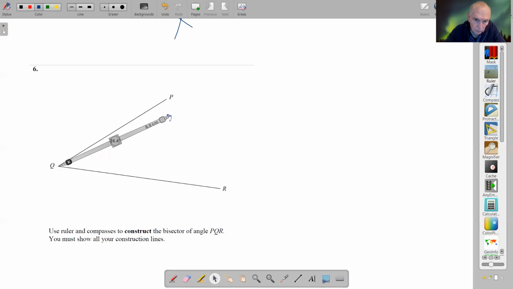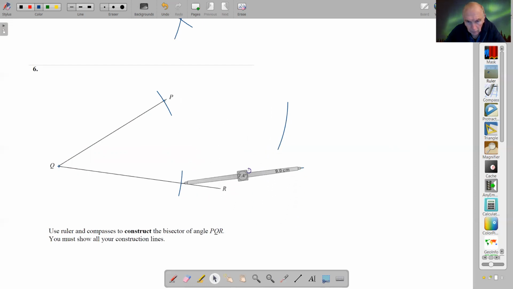Right, so what I'm going to do is mark the point along QP which is 9 centimeters away from Q, and then we're going to do the same thing down here. Right. So now, oh dear, lost my measurement. There we go. That's fine. So staying on 9 centimeters, we're going to mark an arc there. And then we're going to mark an arc there.